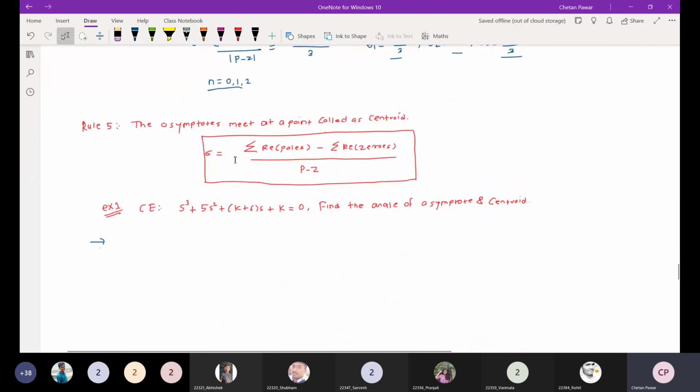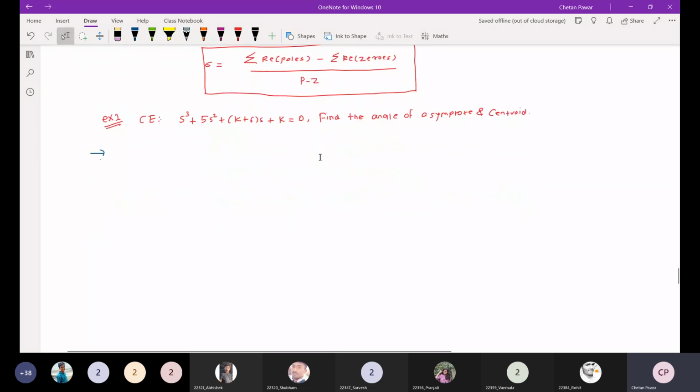The centroid is equal to the summation of the real parts of poles minus the summation of the real parts of zeros, divided by the number of poles minus zeros. Let us see one example, so you will get to know how to find the angle of asymptotes and centroid. This is example number 1. Here the characteristic equation is given as s cube plus 5s square plus (k plus 6) into s plus k equal to 0, and you need to find the angle of asymptotes and centroid.